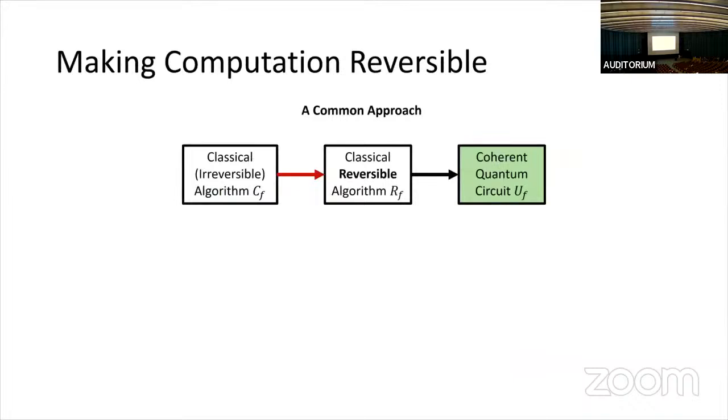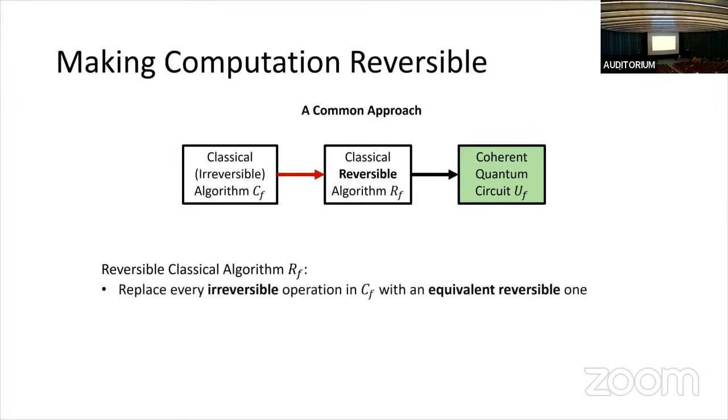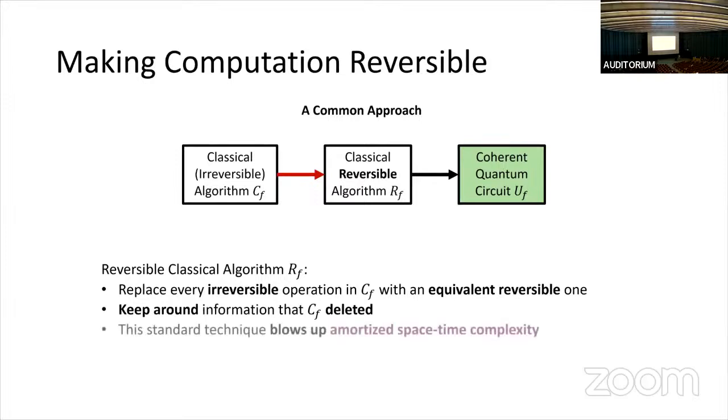So how do we usually get around this? Well, the standard technique is to start with an efficient classical algorithm for computing the function f. And then we design a reversible classical algorithm by replacing every irreversible operation with an equivalent reversible one, essentially keeping around all the information that we would have deleted. And this does work. In fact, it actually maintains the time complexity of the original algorithm. The problem is that it blows up our space usage and thus our amortized space-time complexity.